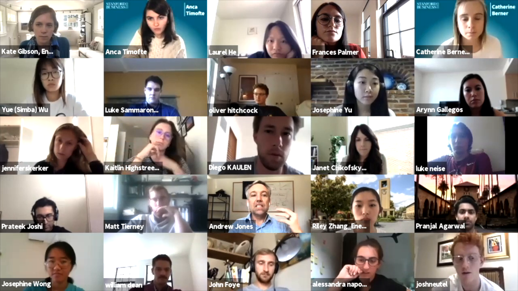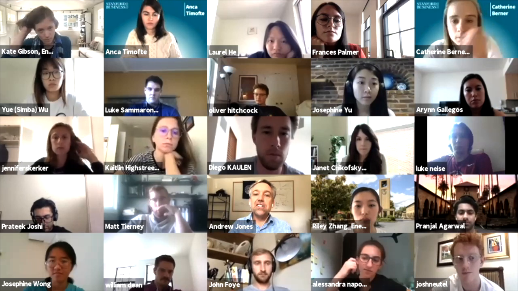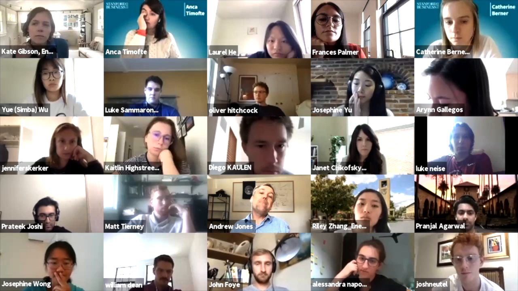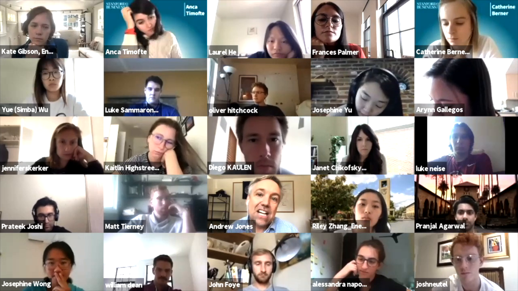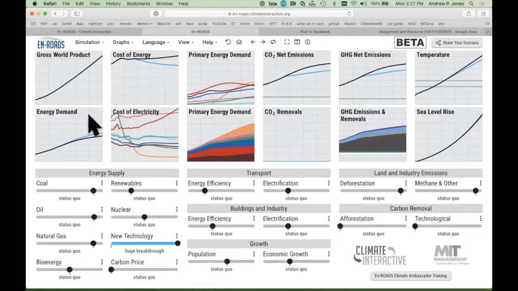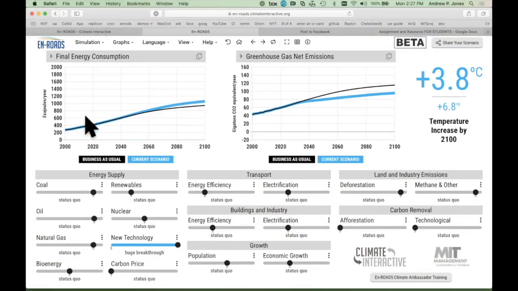Would it decrease? Yeah, it's gonna go down. So look over your cost of energy. Exactly. So there's the blue line. It gets cheaper. If it gets cheaper, what happens to energy demand if we have cheap energy? Goes up. Exactly. It's called the rebound effect or the Jevons paradox.